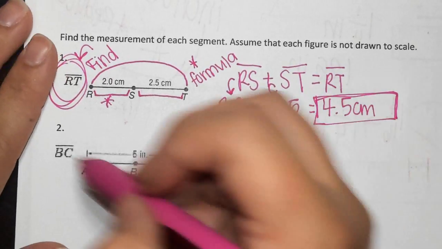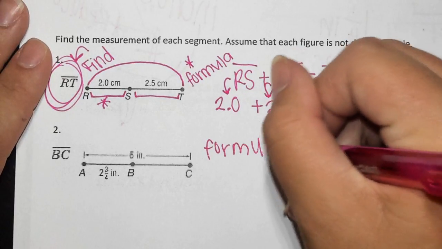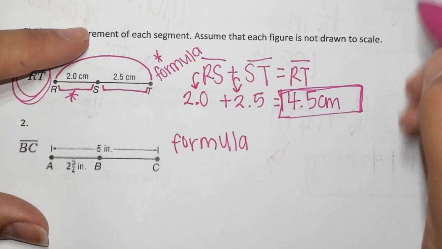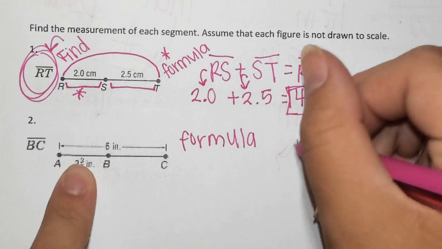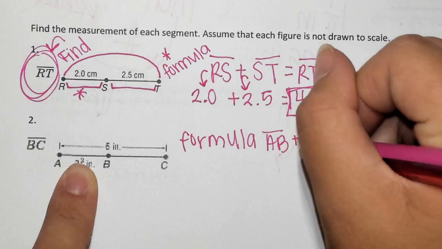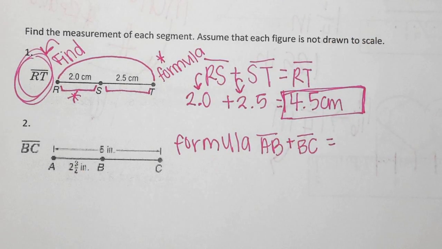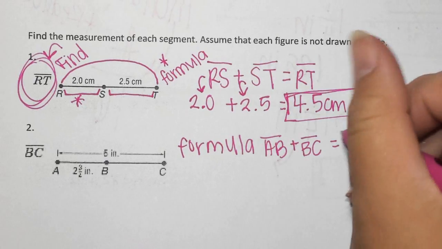Okay, so let's write the formula for number 2. Let's write the formula. Same concept, different letters. This segment, AB, plus segment, BC, is equal to what? That little part, AB, plus BC, is equal to AC. AC. So from top to bottom, AC.